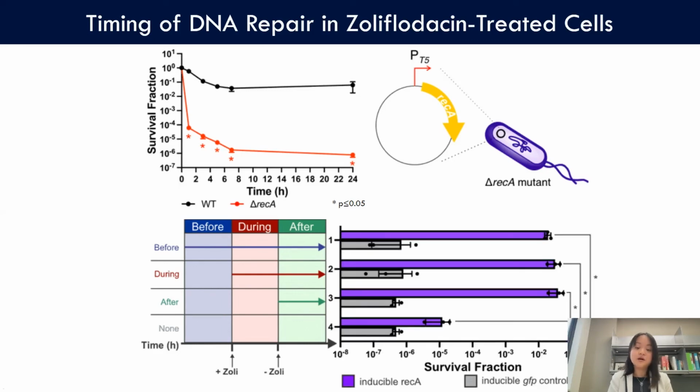When we did this, we saw that regardless of whether recA was induced throughout the course of zoliflodacin treatment, as you can see in conditions 1 and 2, or whether recA was only expressed during the post-antibiotic treatment recovery period, as you can see in condition 3, survival of the populations was comparable. So this suggests that these cells really only depended on DNA damage repair and recA action as they're recovering from zoliflodacin treatment. So maybe there is a window of opportunity for us to target these cells that have survived fluoroquinolone and zoliflodacin treatment to try to reduce the burden of persisters in the post-antibiotic treatment recovery period.